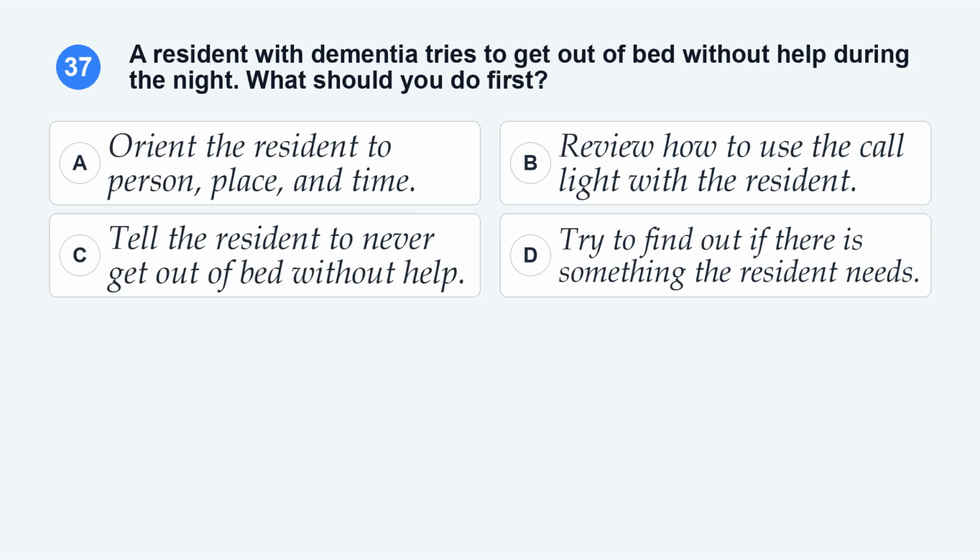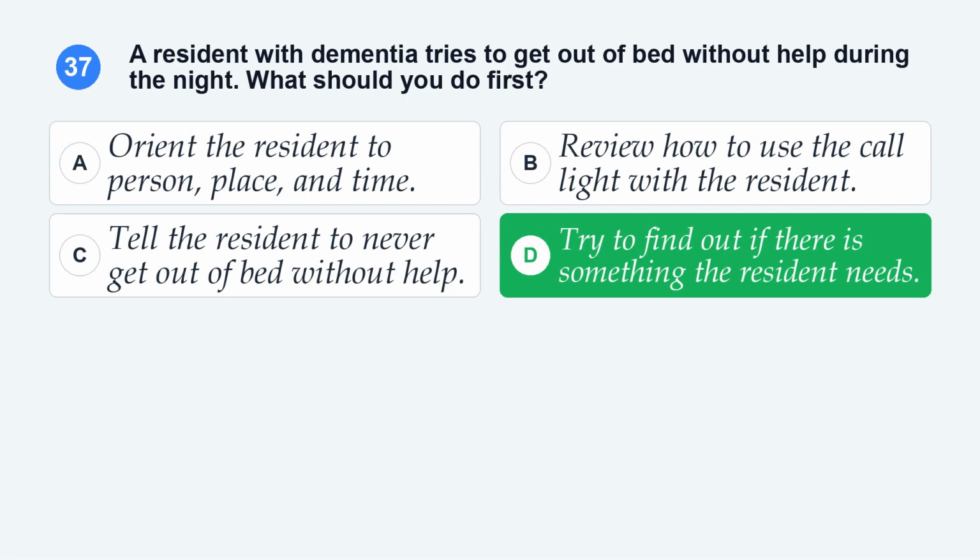Question 37. A resident with dementia tries to get out of bed without help during the night. What should you do first? Option A. Orient the resident to person, place, and time. Option B. Review how to use the call light with the resident. Option C. Tell the resident to never get out of bed without help. Option D. Try to find out if there is something the resident needs.